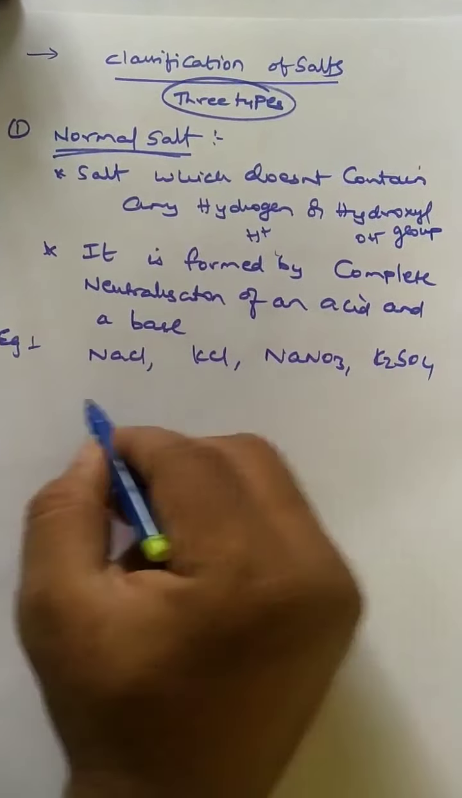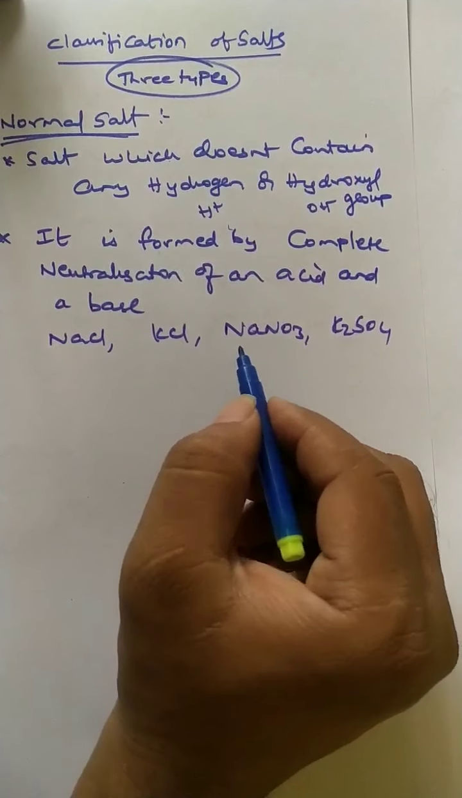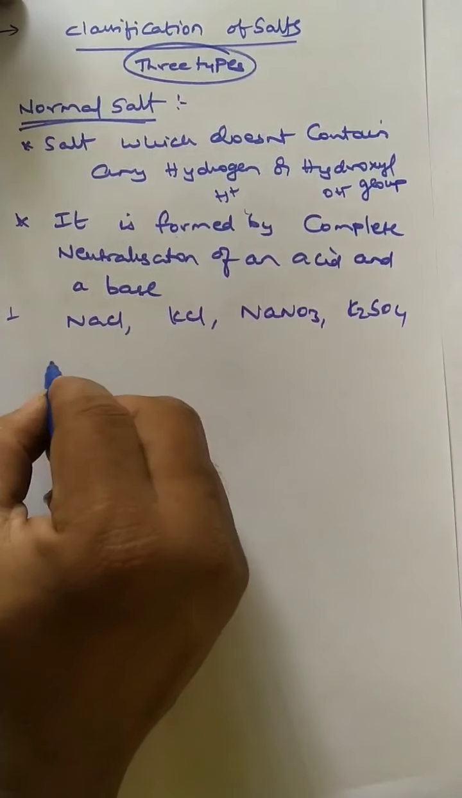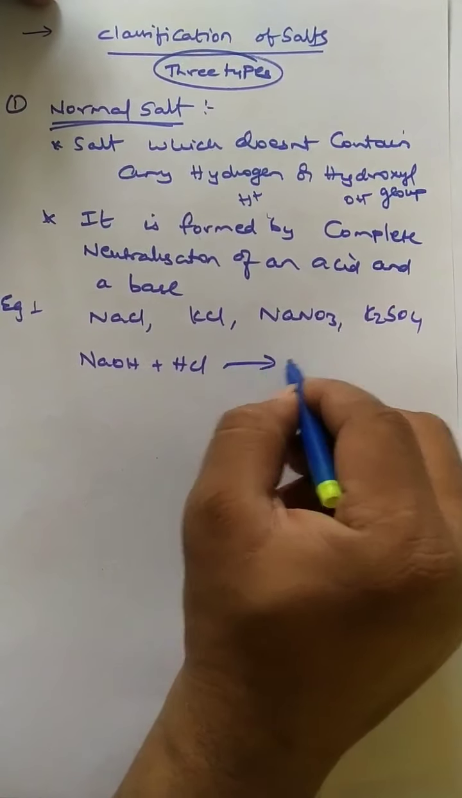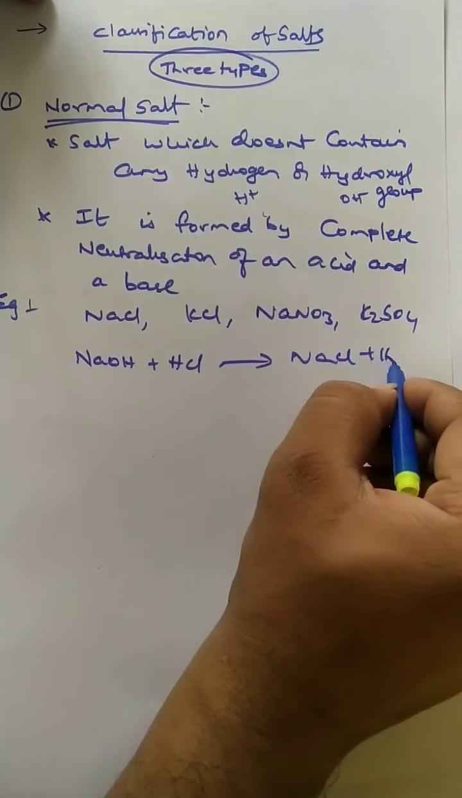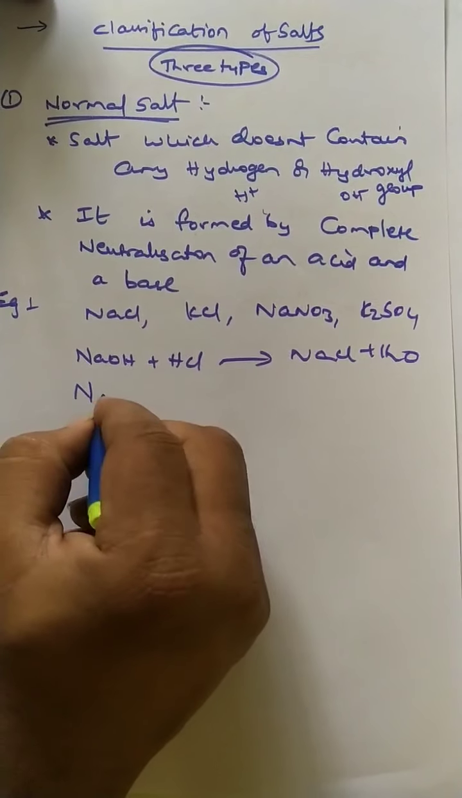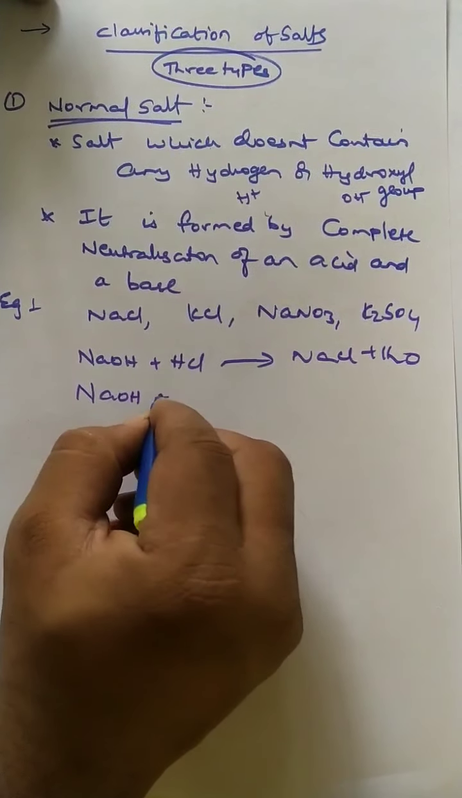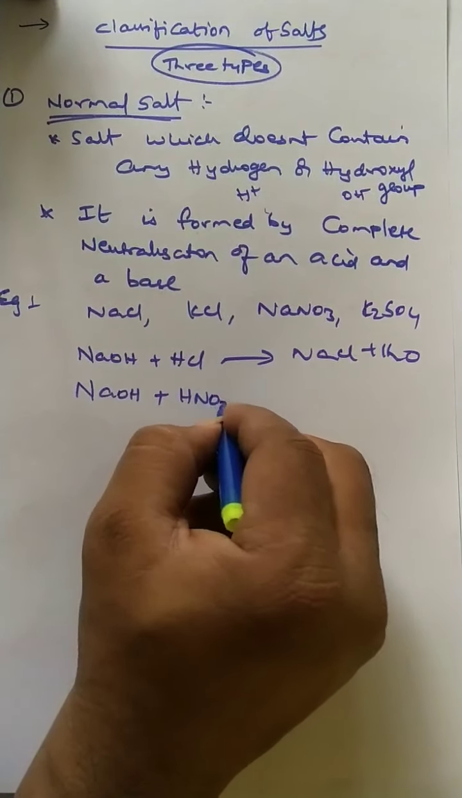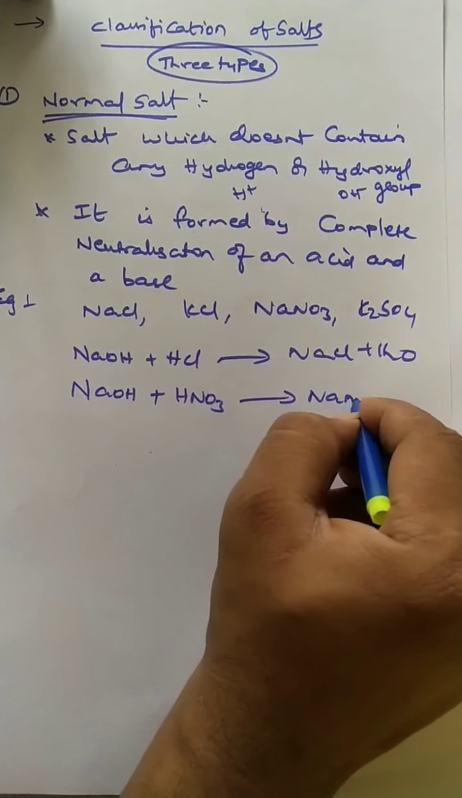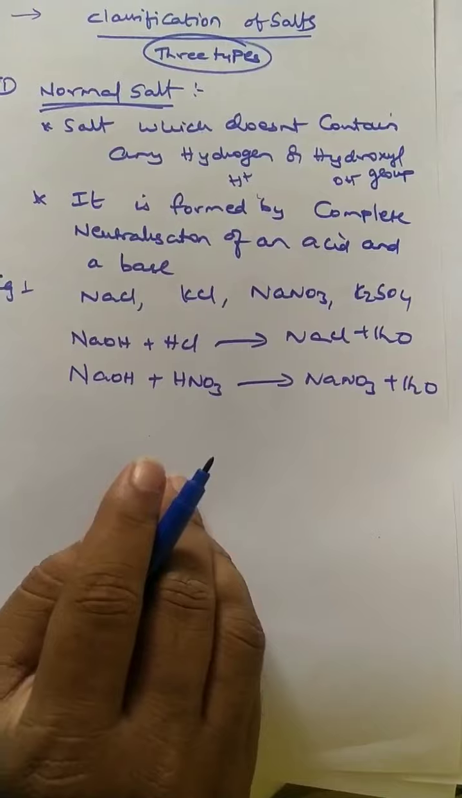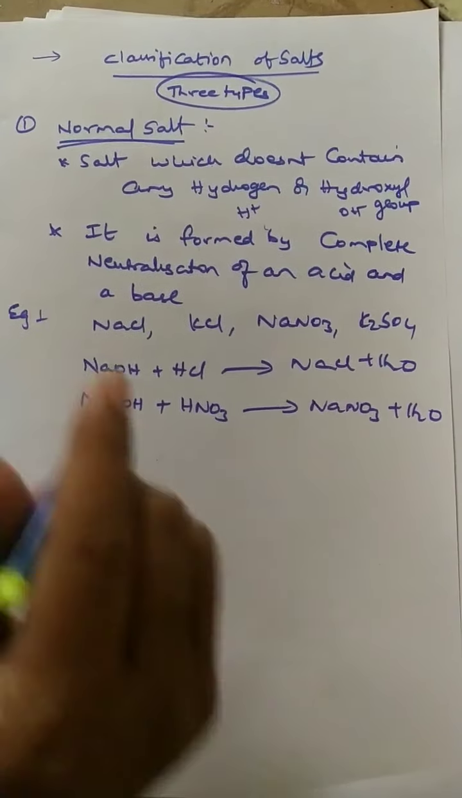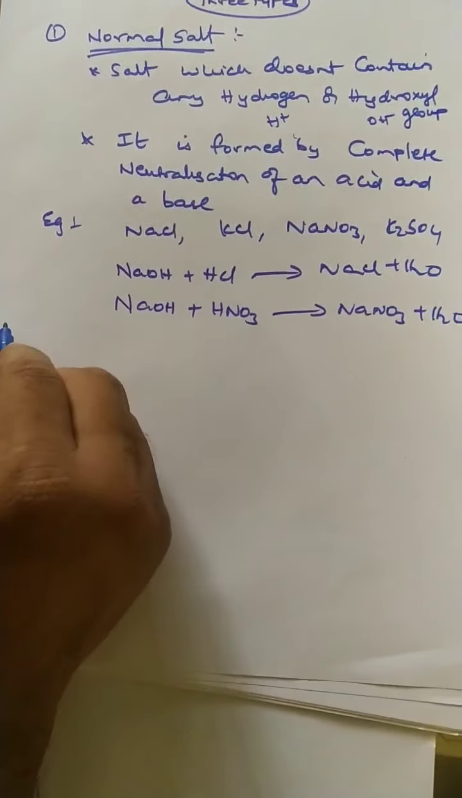If you observe these salts, you don't find any H plus and OH minus ions here, right? How NaCl is formed, you already know: NaOH plus HCl gives NaCl plus H2O. In the same manner, how is NaNO3 formed? Acid reacts with base, giving NaNO3 plus H2O. So this is a simple salt, a normal salt. I am telling this based on chemical formula.